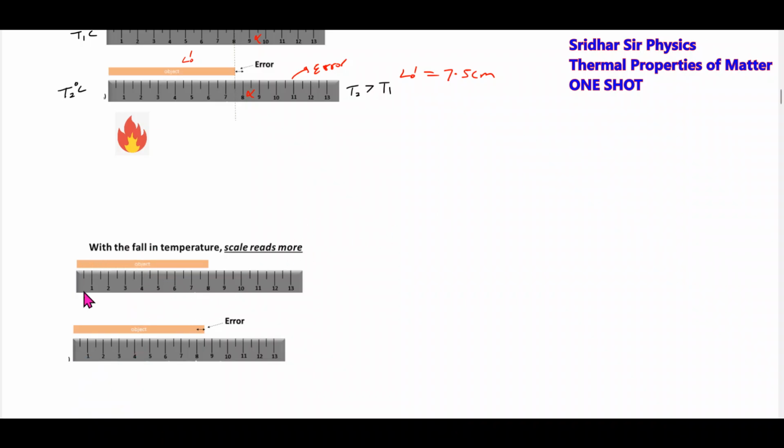Now we'll start with this one. I will take this at T1 degree Celsius, again the same conditions. This will be T2, where T2 is less than T1. We are decreasing the temperature. The length of the object, how much was it? 8 centimeter. The scale will contract here.